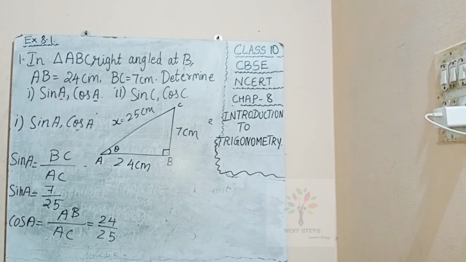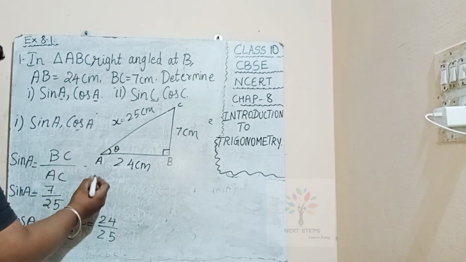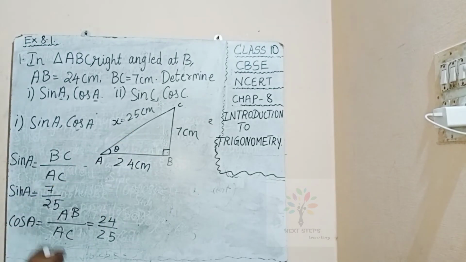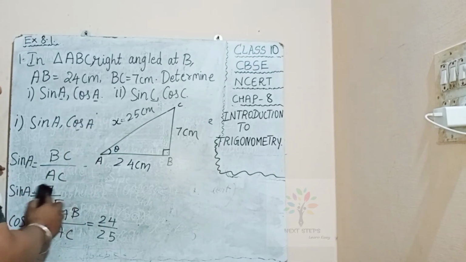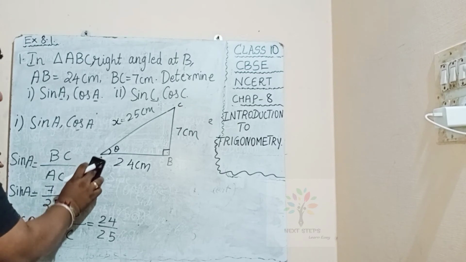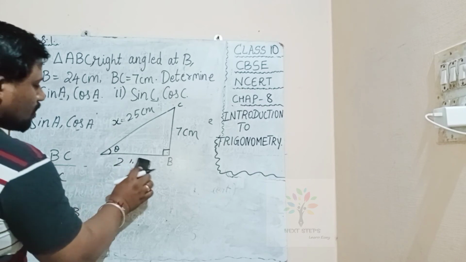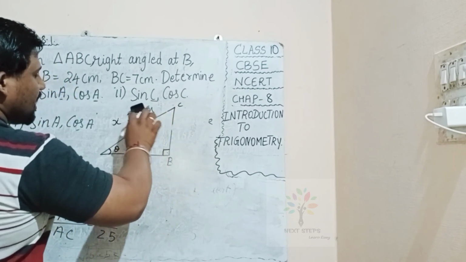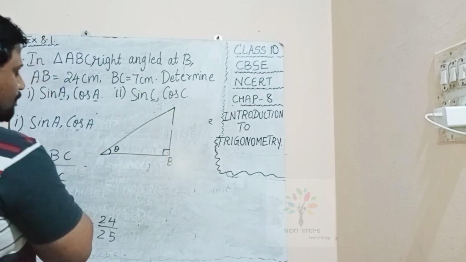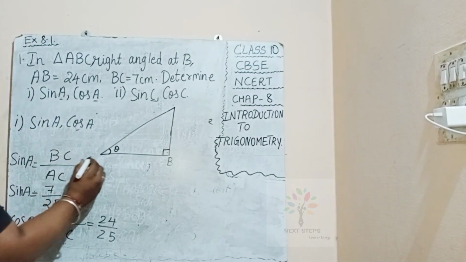Now we have to find the value of sine C and cos C. So here they mentioned C. We have to represent theta with respect to C. So I am going to change the diagram a little bit, because they clearly mentioned sin C and cos C. That means theta has to be represented with respect to C, so I am going to rearrange the points in the diagram.